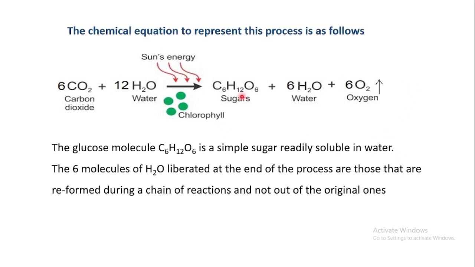So they will ask you how many water molecules are required in producing 1 molecule of glucose. So you will say 12 water molecules are required and 6 CO2 is required to form 1 molecule of sugar. They can also ask you if 1 molecule of sugar is formed, how much oxygen is released in the atmosphere. You will say 6 molecules of oxygen is released and also 6 molecules of water vapor is produced.